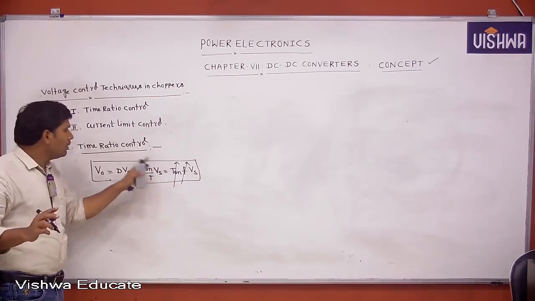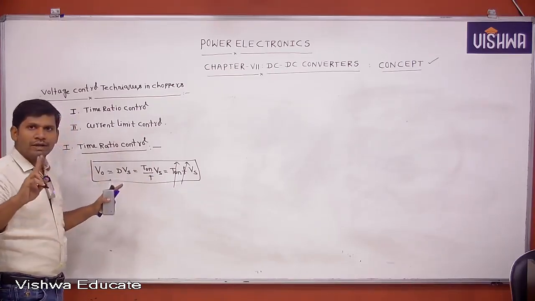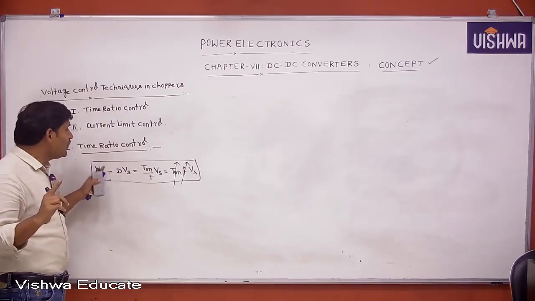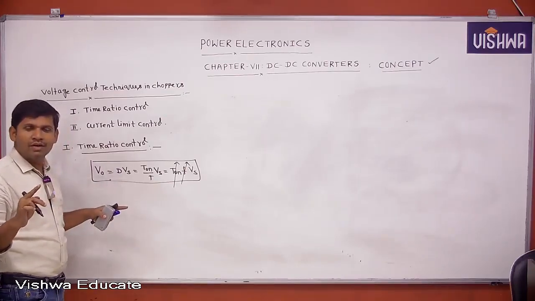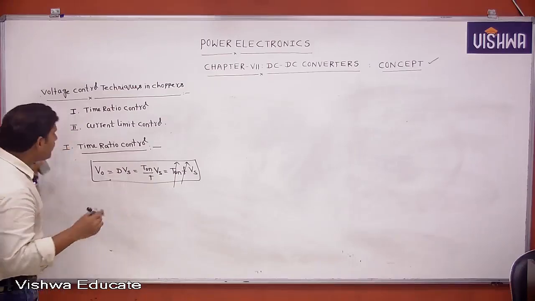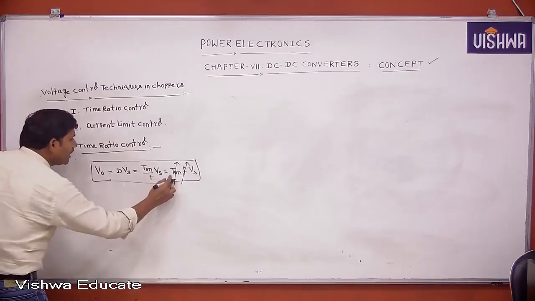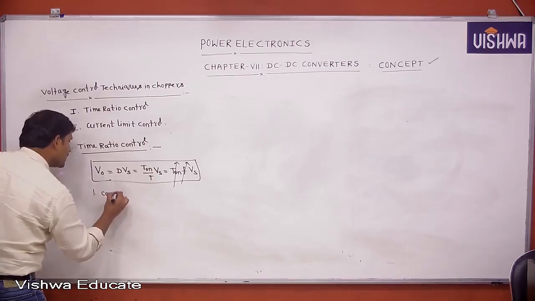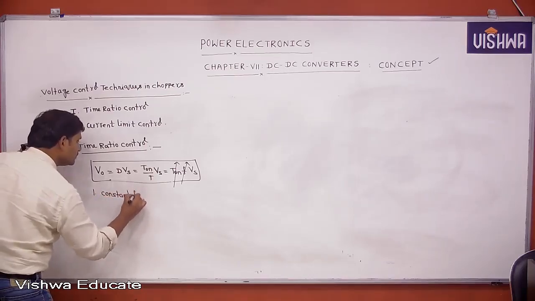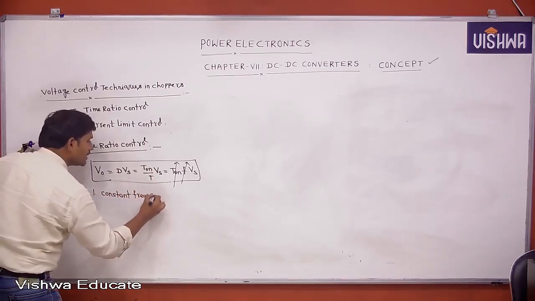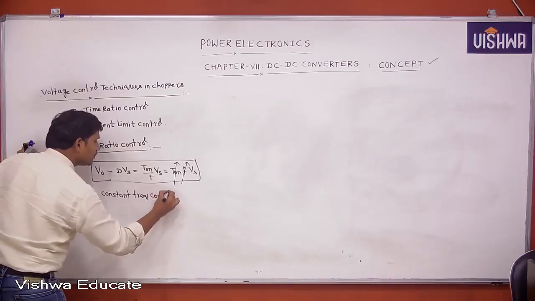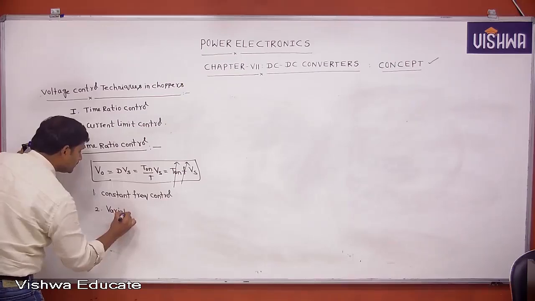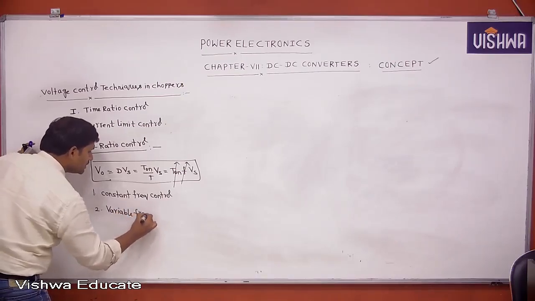Based on controlling the frequency or the on time, we classify the time ratio control techniques into two types. One is constant frequency control, and another one is variable frequency control.